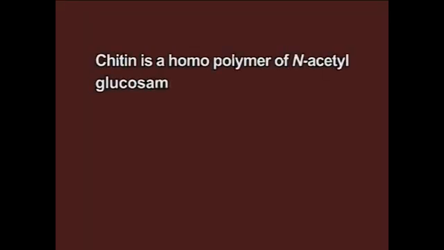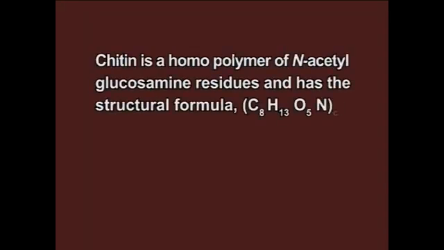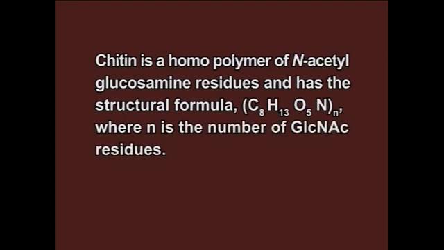Chitin is a homopolymer of N-acetyl glucosamine residues and has the structural formula C8H13O5N, which is the basic unit, into number of units which is represented as n, where n is the number of N-acetyl glucosamine residues. Structure of chitin.